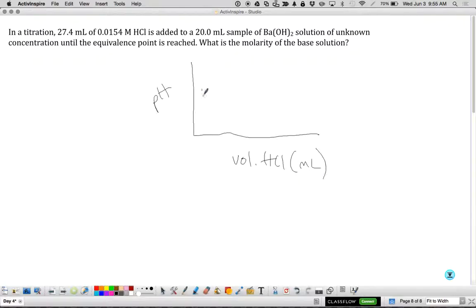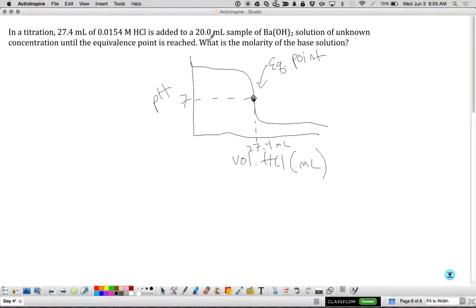Now this time I'm starting in a base solution, so my pH is going to be high initially, and then it's going to go down to low. Here's my equivalence point. And this is still a hydroxide base with a strong acid, so my pH is still going to be around 7. And my equivalence point is going to fall at 27.4 milliliters.